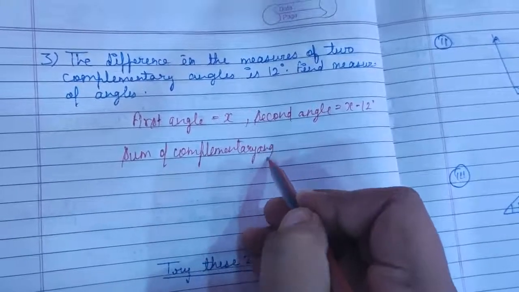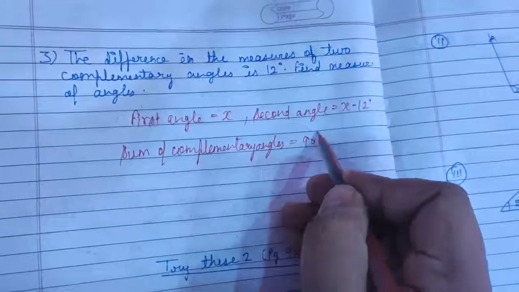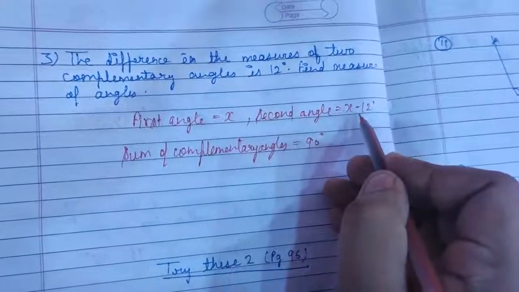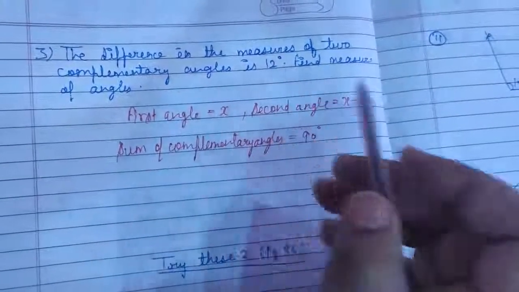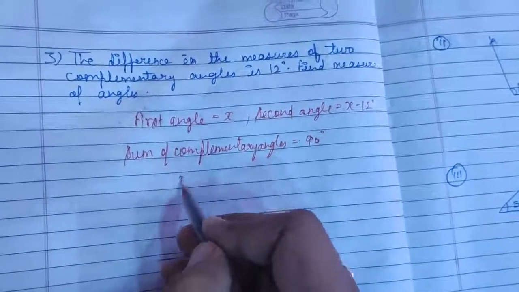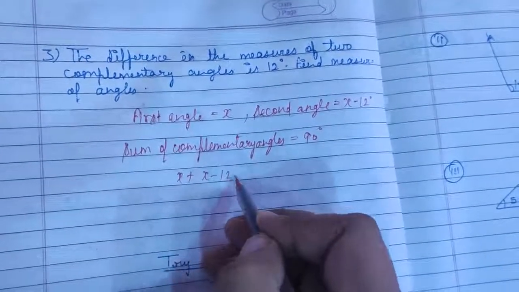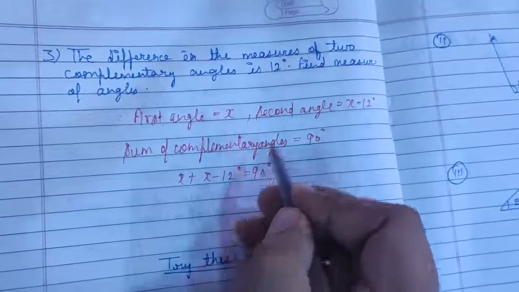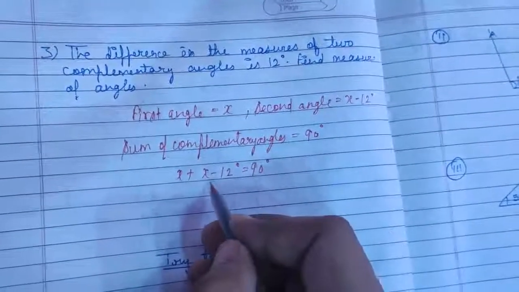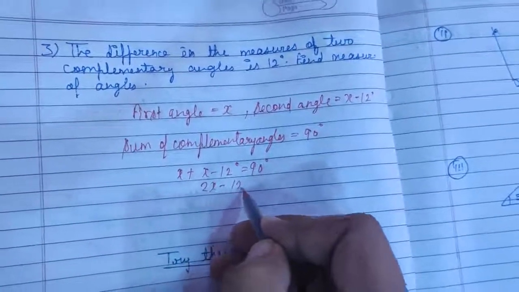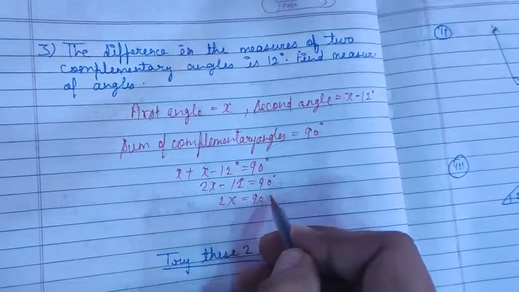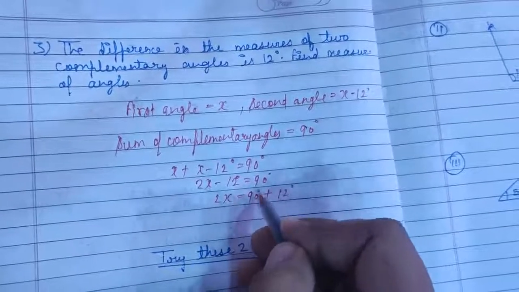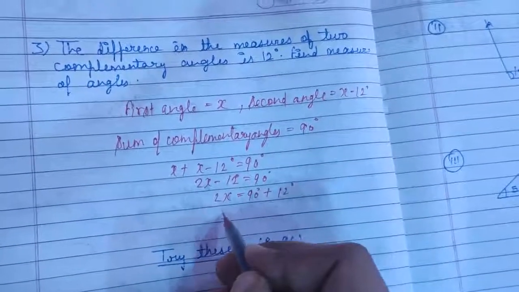So we will write the sum of complementary angles equals 90 degrees. First angle x, second angle x minus 12, because it is written that the difference of two complementary angles is 12. So here we write x plus x minus 12 is equal to 90 degrees, because these are complementary angles, then the sum will be 90. So 2x minus 12 equals 90, 2x equals 90 plus 12, because this is minus, here we take it, it becomes plus.